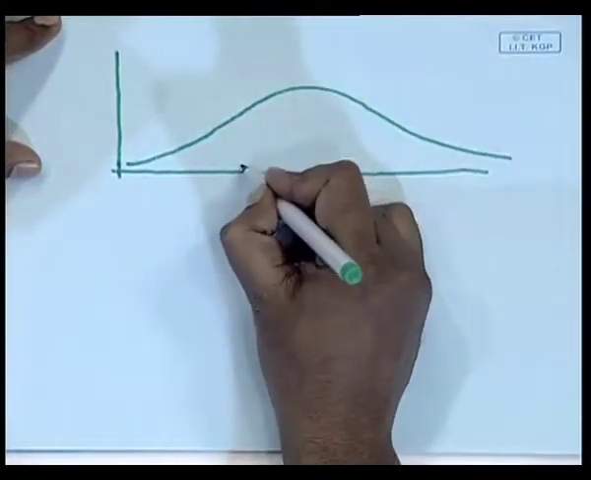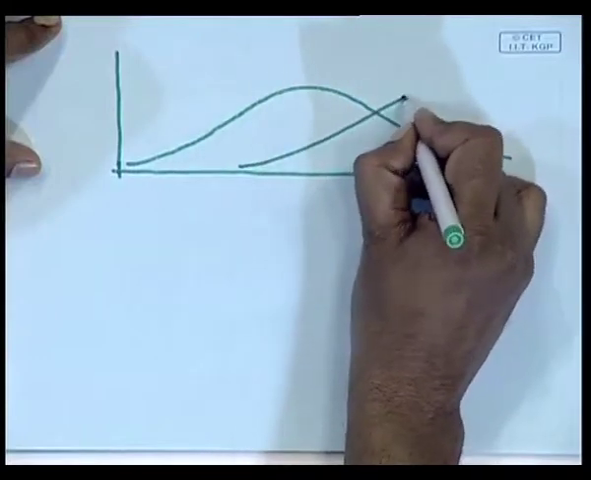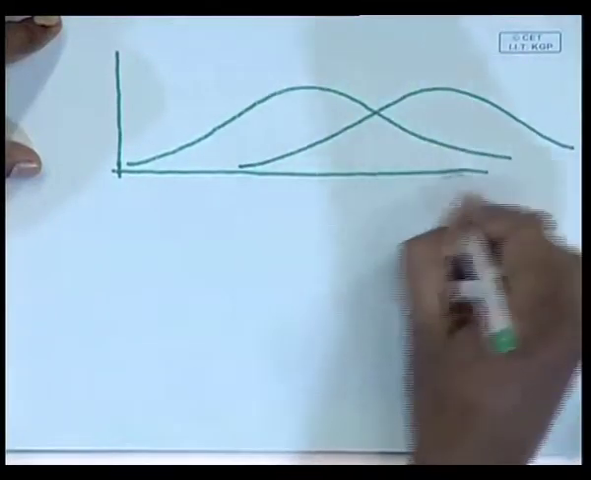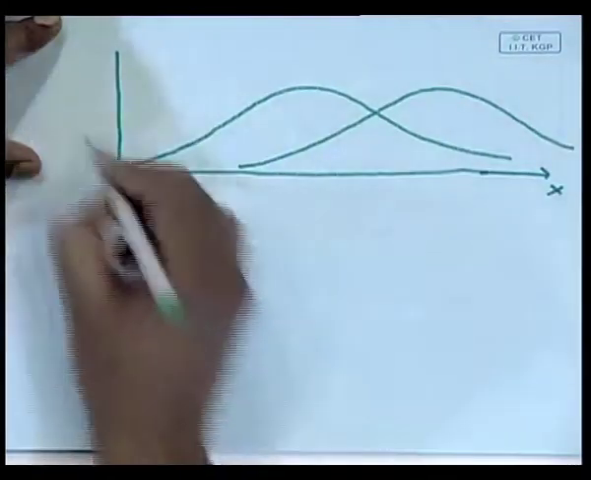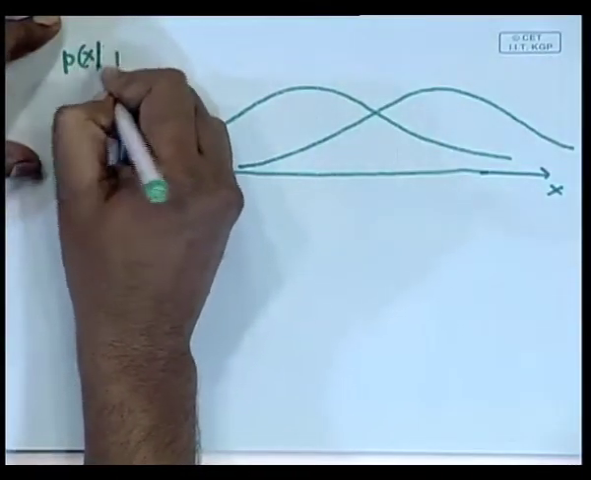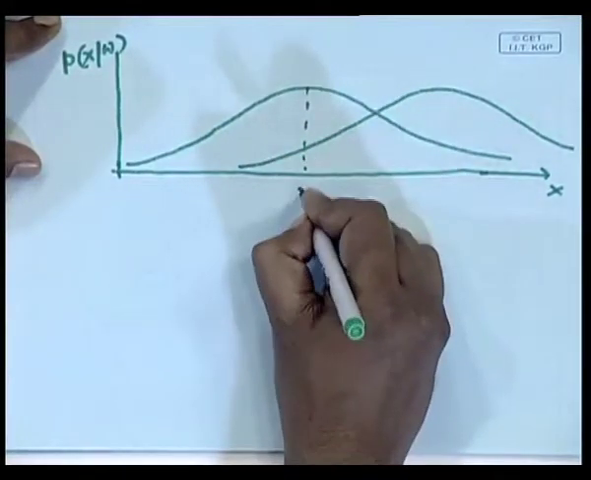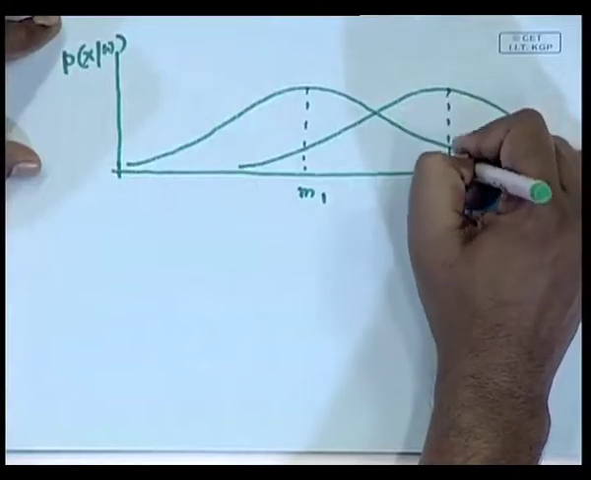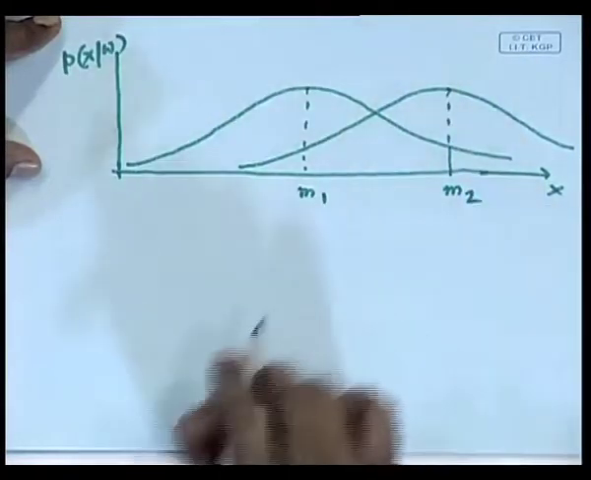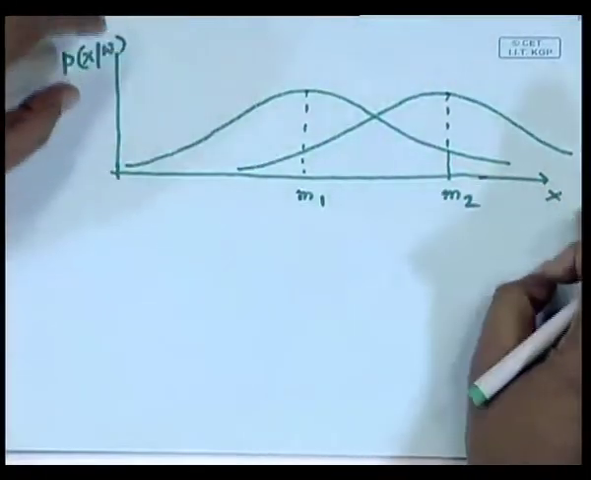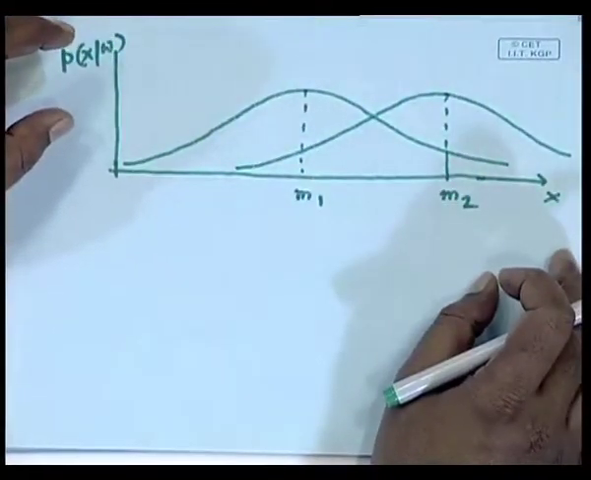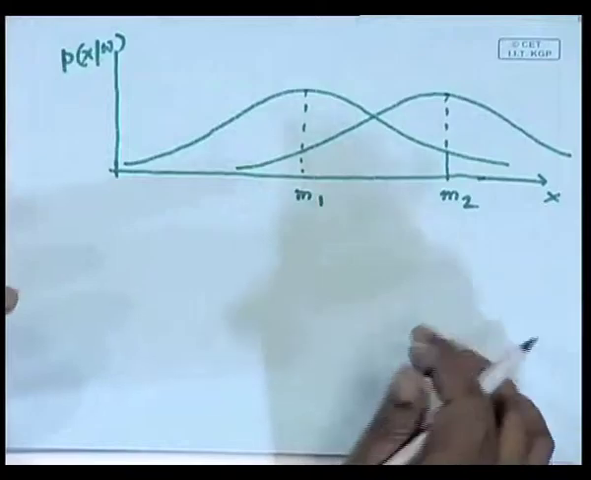Okay. The other one is like this. So, this is my x, this is p of x given omega. This is m 1 and this is m 2. Here the variance or the standard deviation of the data within the two different classes is quite large. So, the curve has become very flat and the error is this.